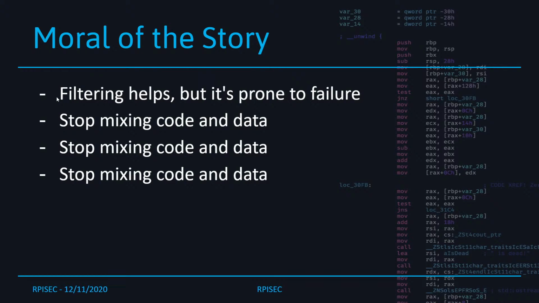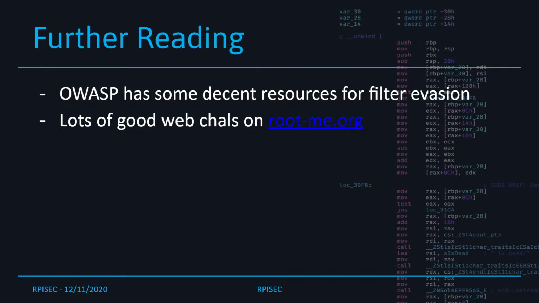So I think the moral of the story here is that filtering helps, but it is not going to save you. Ultimately, you just need to stop mixing code and data, and that will keep you safe. Conversely, if you're attacking these systems, which is probably what you're more interested in here, you want to look out for any situations where there might be this mixing of code and data and abuse that, whether it's to do path traversal, to make a request to a bogus location, or to totally hijack a query.